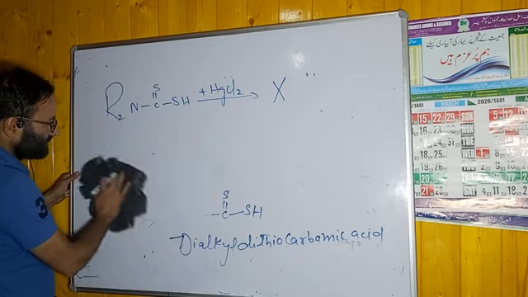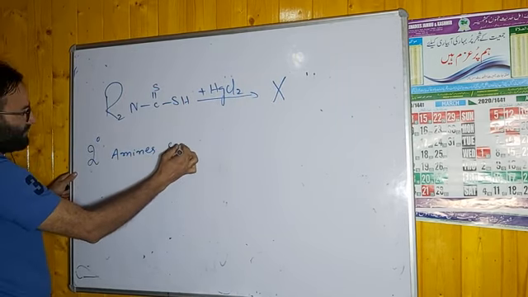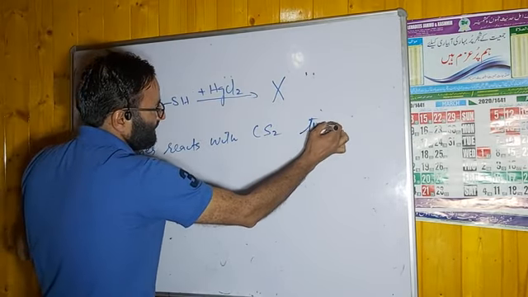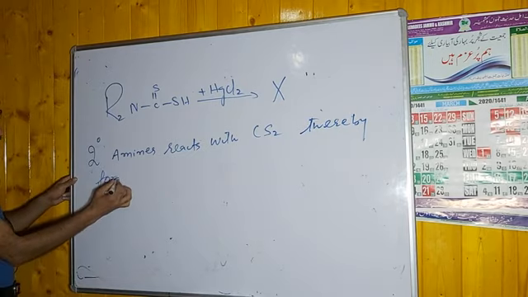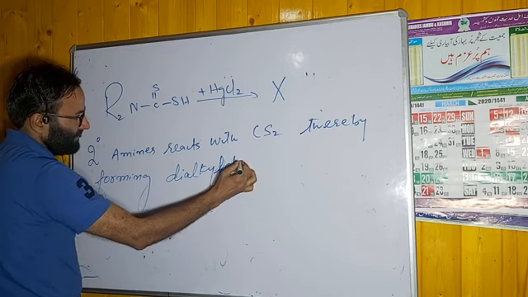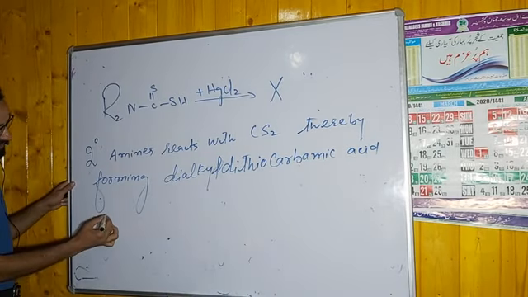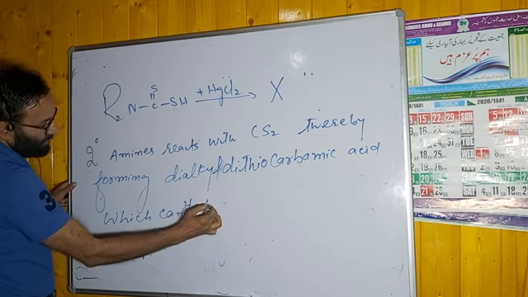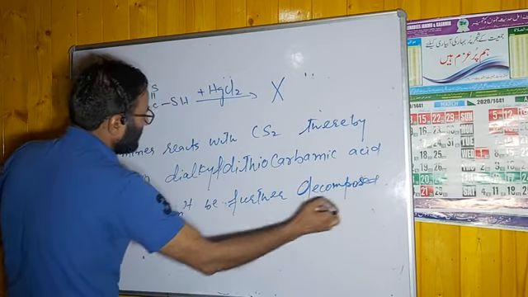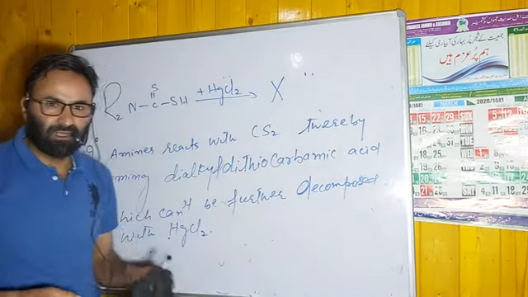What you can remember here: 2 degree amines react with CS2, carbon disulfide, thereby forming dialkyl dithio carbamic acid, which cannot be further decomposed with HgCl2, mercuric chloride. 3 degree amines do not react because they do not have the hydrogen on the nitrogen.